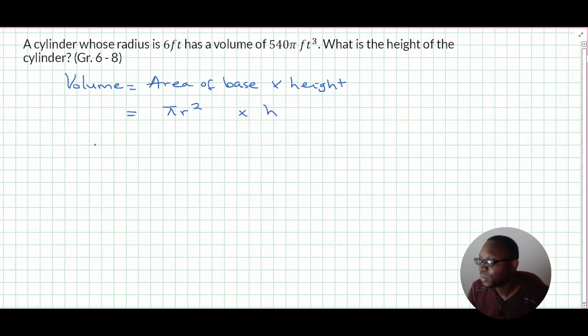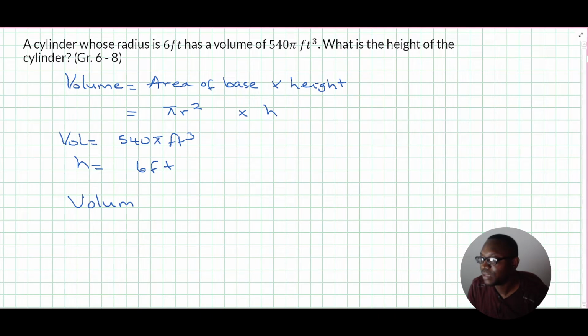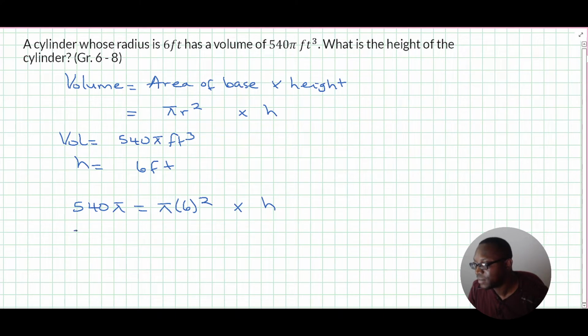So now we have some information here. We have volume is equal to 540 pi cubic feet. We have the radius is equal to 6 feet. Now we'll substitute these values into the volume formula. So the volume here is 540 pi equal to pi, your radius is 6 squared, and then we multiply by h, which is the height. Now we're trying to find out the value of the height. So let's simplify this. 540 pi is equal to 36 pi multiplied by the height.